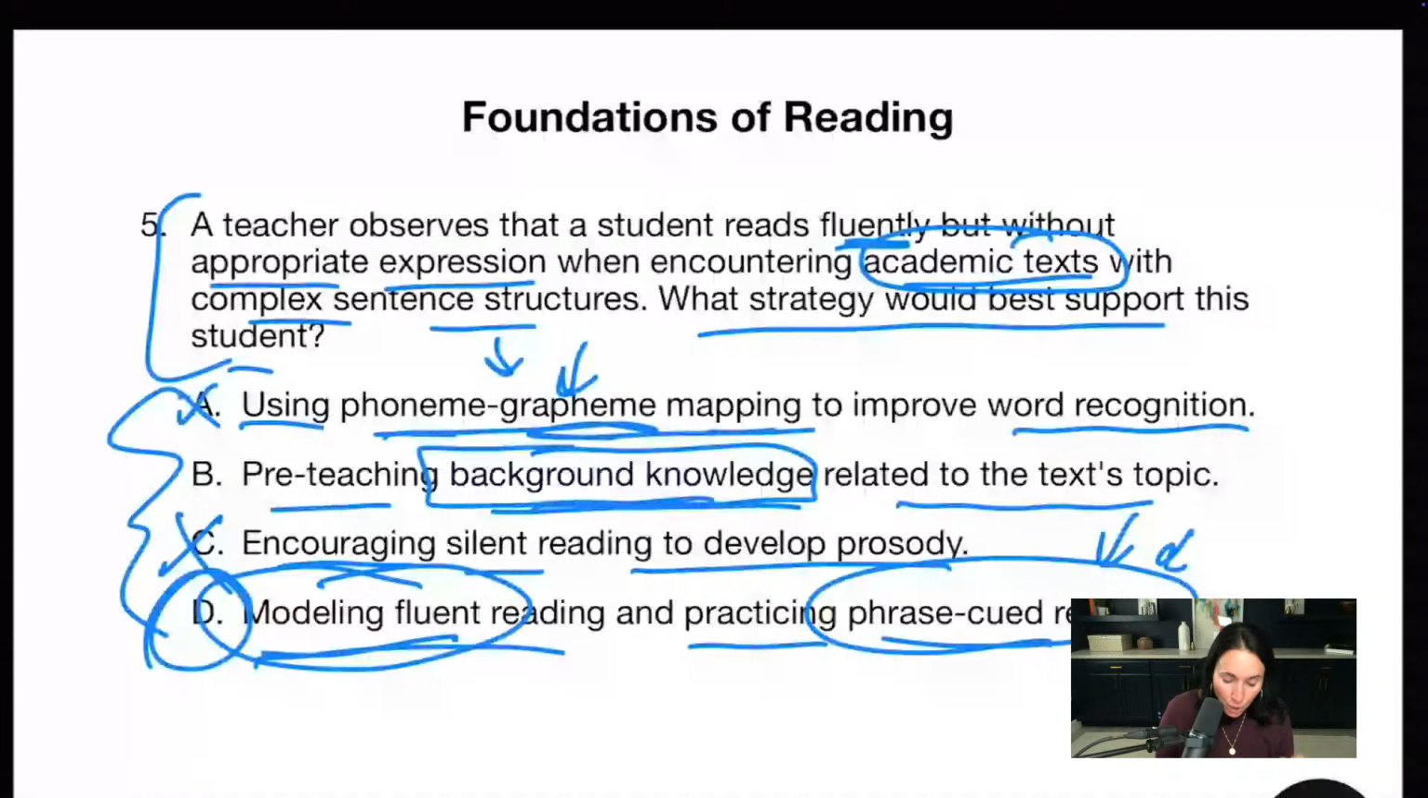Pre-teaching background knowledge, that is helpful with academic texts. So I could see that being a distractor here. They want you to do that. But the thing is, it's talking about appropriate expression and complex sentence structures. If this was more of a comprehension issue where you're getting caught up on complex concepts rather than the actual sentence structures, I would say perhaps background knowledge is the answer. But modeling fluent reading is going to help you with the prosody, the appropriate expression, and all of that. D is the best answer.